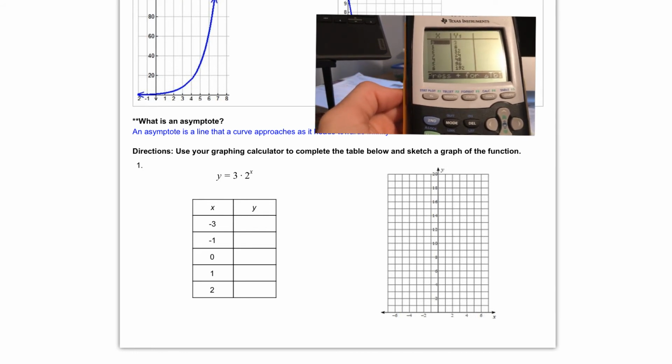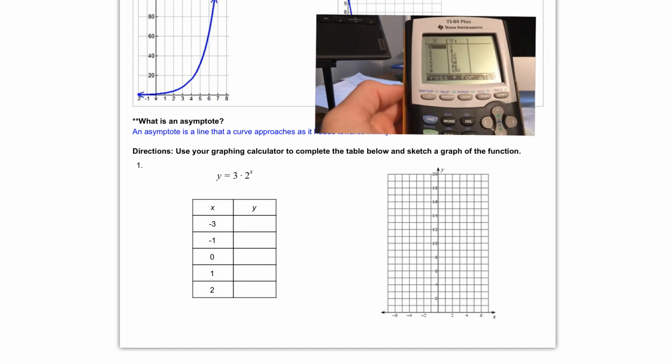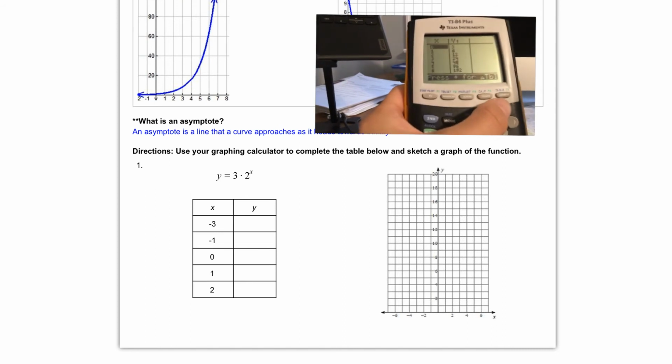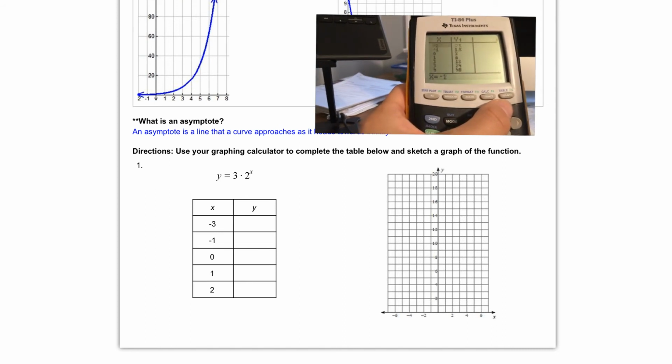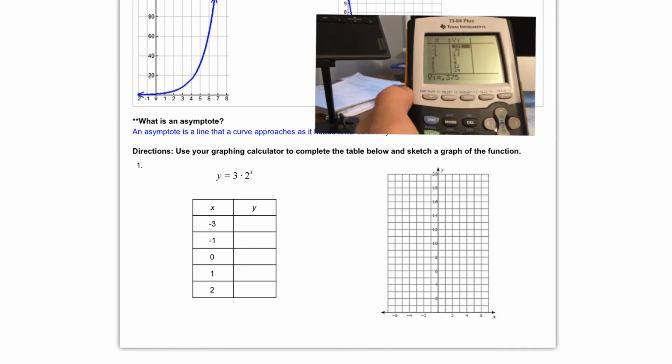In this table, we can scroll up and down using our arrows. So we have our up arrow and our down arrow, and we can scroll up and down to find the numbers we need. For instance, in the table, our very first number we need is -3. Notice -3 is not on the screen that I have on my calculator right now. So I can hit the up arrow key and my table will move until I find -3. So right now I have -3 for x. If I scroll to the right, I get the y value that goes with it, which is 0.375.